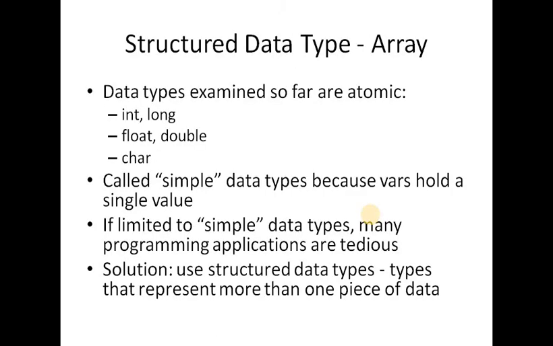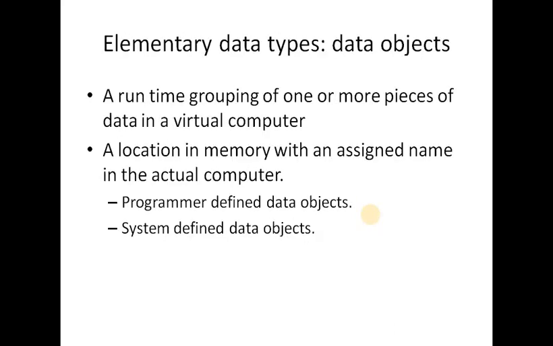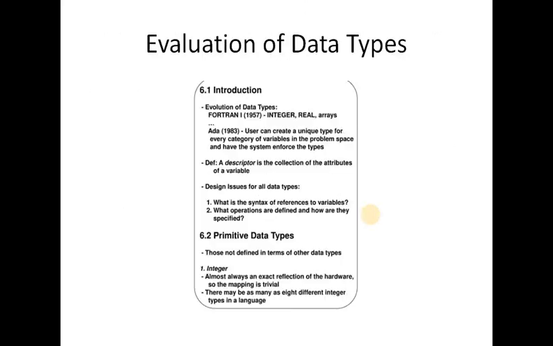Structured data types, like an array. The data types examined so far are atomic: integer, long, float, double and char. The solution is to use structured data types, which hold more than one piece of data. Elementary data type: a runtime grouping of one or more pieces of data in virtual computers, a location in memory with an assigned name in the actual computer. So we can define it through programmer-defined types and system-defined types.